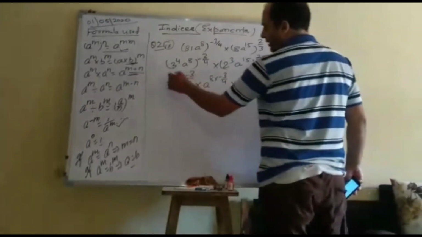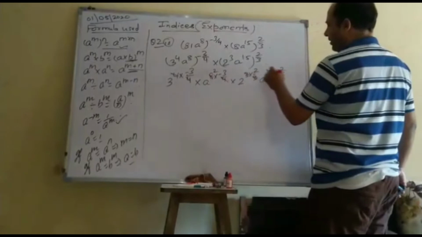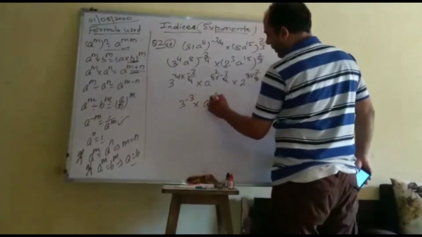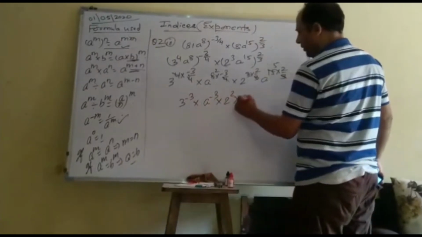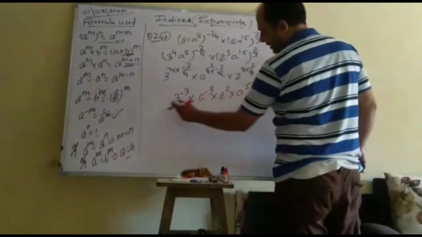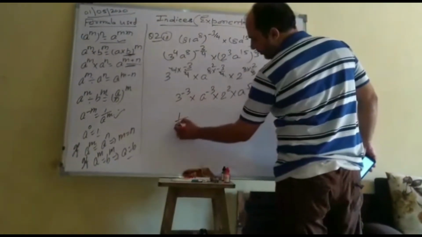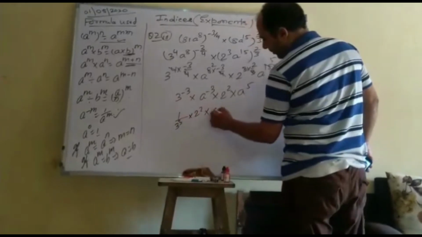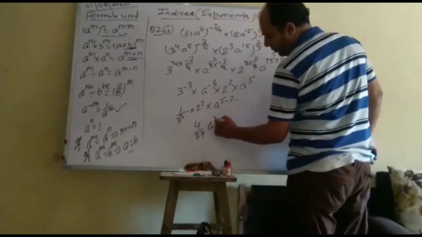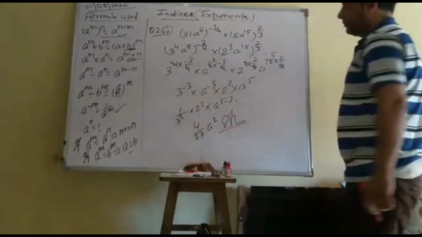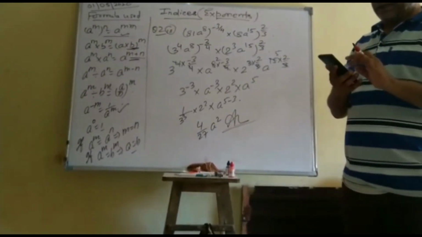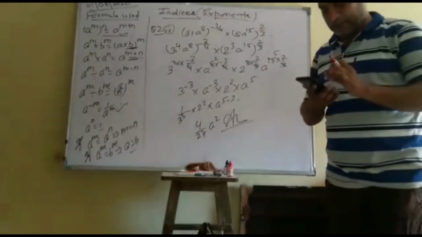Cancel: 4 and 4, 3 and 3, 3 and 5. So 3 raised to power minus 3 into a raised to power minus 3, 2 raised to power 2 into a raised to power 5. Look, is there any common base? Yeah, there is a common base. And here 1 upon 3 cube into 2 square into a raised to power 5 minus 3. So 4 upon 27 a raised to power 2 is your answer. I hope you are getting how to simplify. Right. One more question I am going to solve from this exercise.